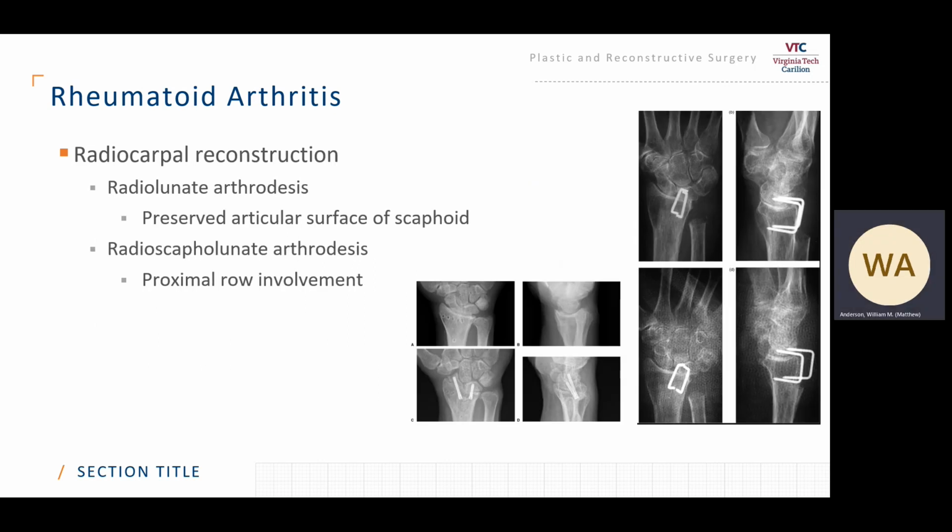Radiocarpal reconstruction in RA. This can be done by either partial or total wrist arthrodesis. Radiolunate arthrodesis is indicated if there's preserved articular surface of the scaphoid. RSL arthrodesis, in contrast, is indicated in complete proximal row involvement. And here's a couple examples here: staples being used, compression screws.